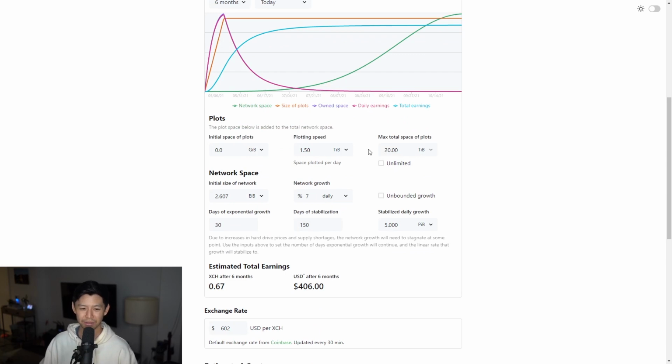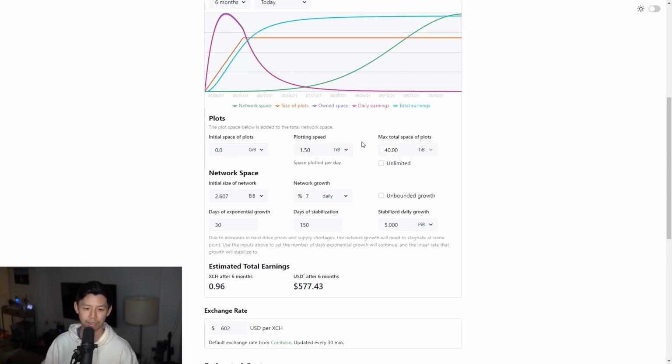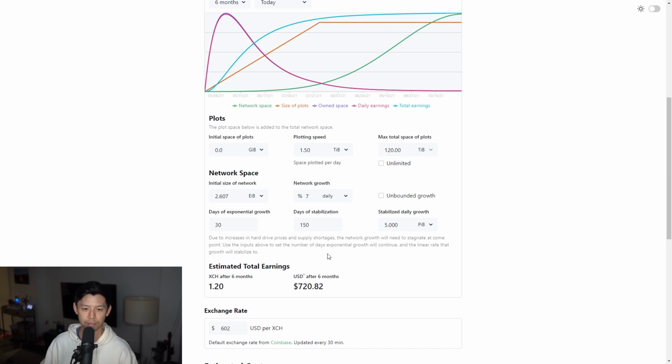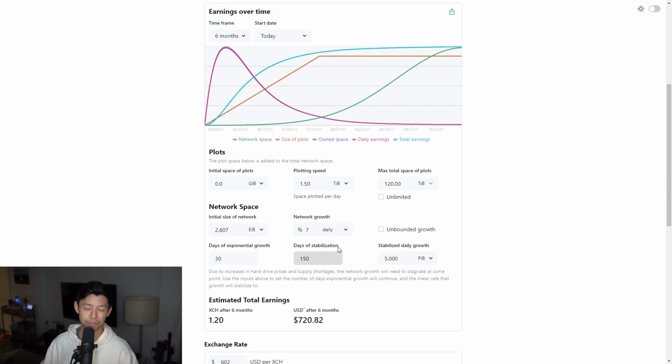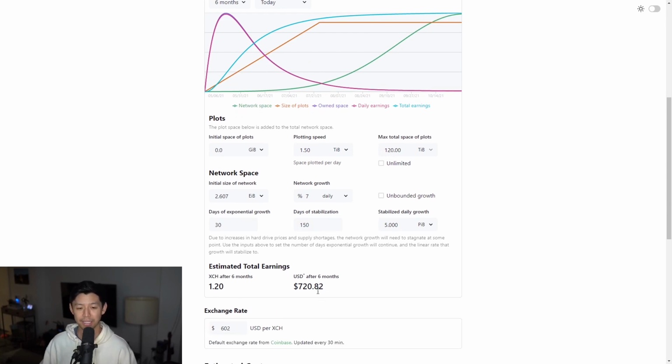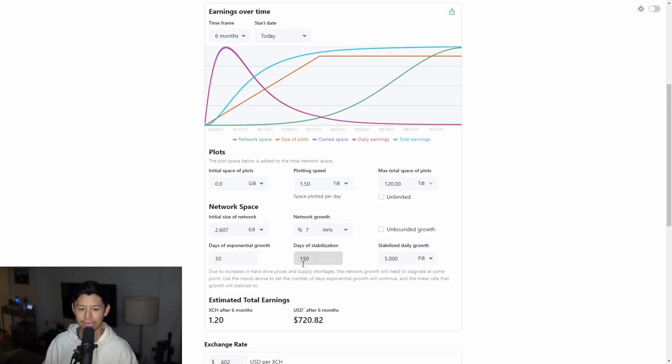And that's because, you know, you're capping your hard drive space, right? What happens if we double this? 577. What happens if we go to like 120? Okay, so now we have 120 terabytes, which is a decent amount of hard drive space. That nets us $720. Now, the one thing is, once again, that's not very much money, but obviously after 6 months, this is a little bit better of an ROI than the $100 that we originally started.